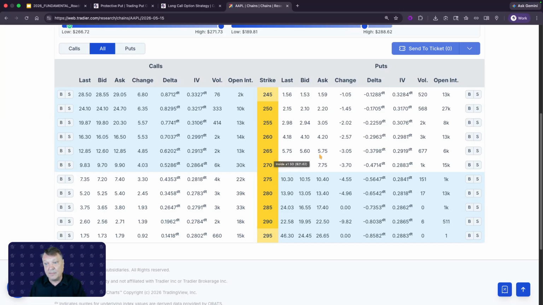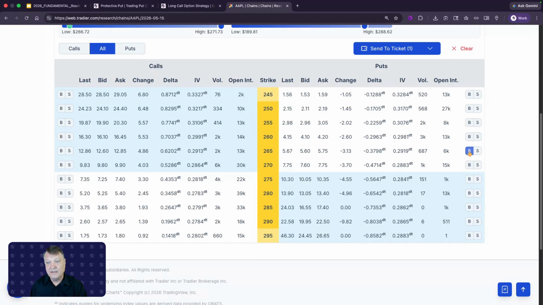So I'm going to actually execute this trade, and we're going to protect our 100 shares of Apple going into that earnings report. So I'm going to click here and I'm going to click buy, and we're going to send this to the ticket.